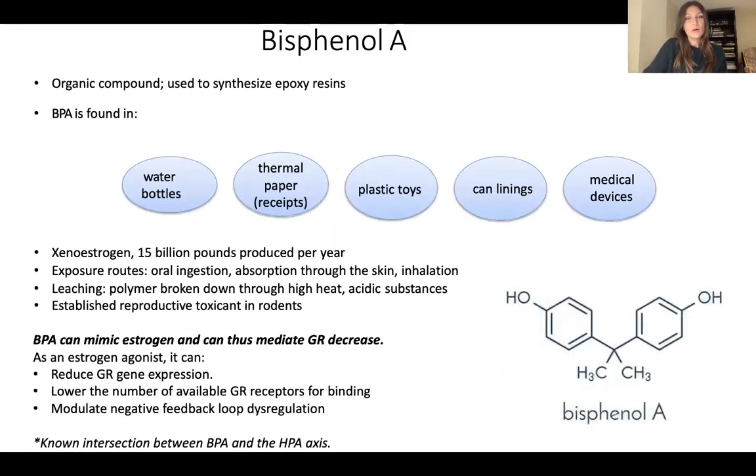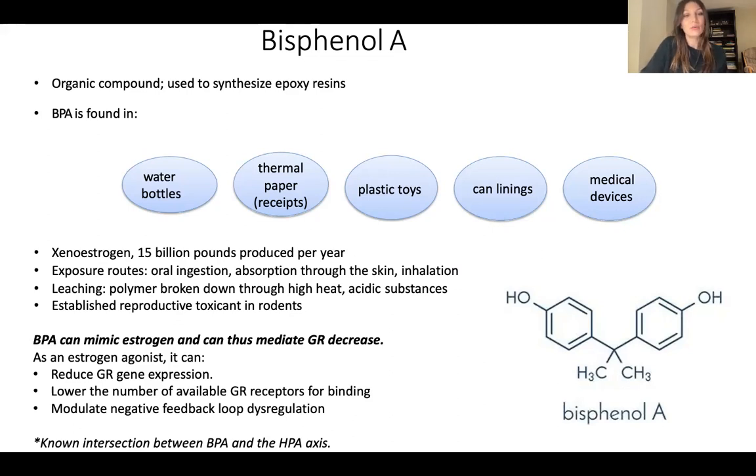So we'll focus a little bit on BPA here. So BPA is quite prevalent in our everyday life. It's an organic compound used to synthesize epoxy resins. It's found in a wide range of products, including water bottles, thermal paper. So it's even on receipts that you can get after a transaction, plastic toys, can linings, and medical devices. So over 15 billion pounds of BPA is produced per year, so it's quite widely used globally. And the primary exposure routes are through oral ingestion, absorption through the skin, and through inhalation.